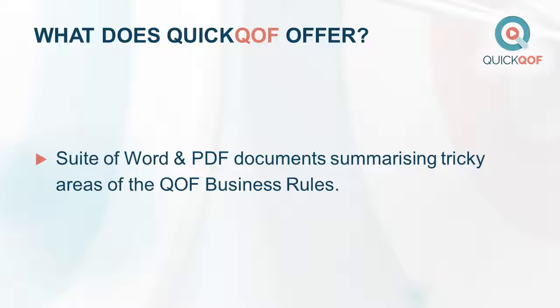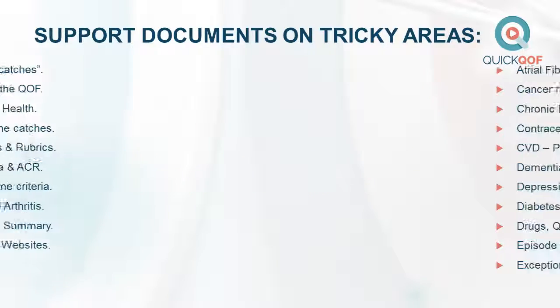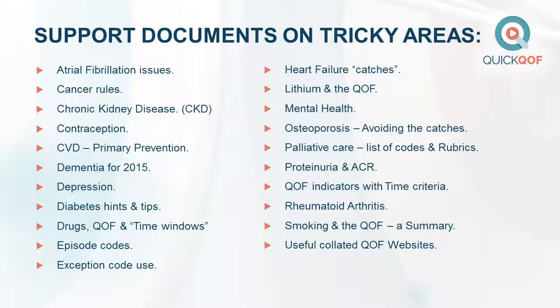I've written each of these when it's clear that many practices are confused about a particular QuickQOF area. Let's have a look at some of those. You can see that there are documents covering some of the diseases, like AF and diabetes. There's a detailed document about exception codes, explaining how and when these can validly be used. There's also a Word document with links to other websites with other useful QuickQOF material. And all of these Word documents are reviewed, edited and updated each year.